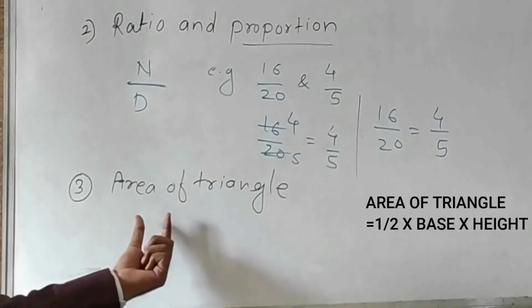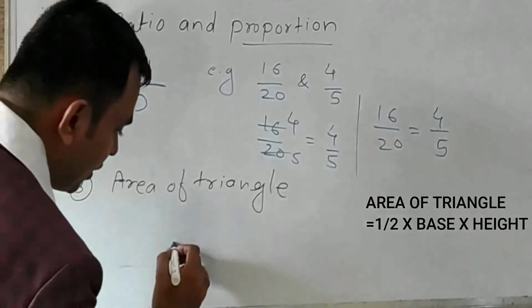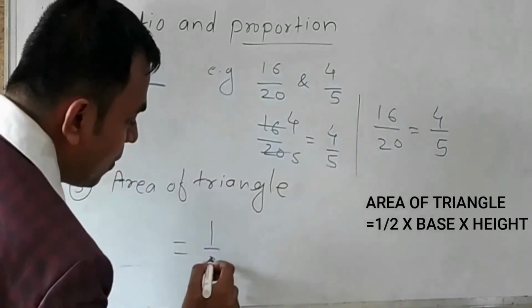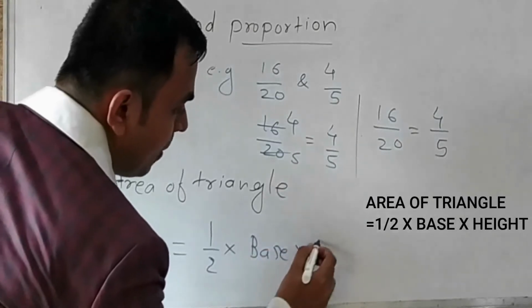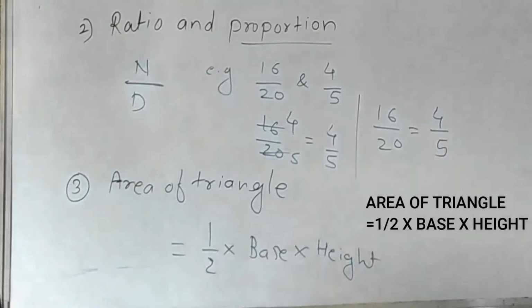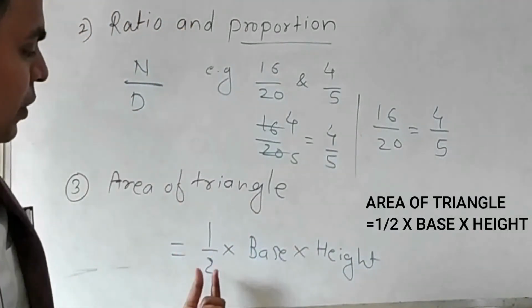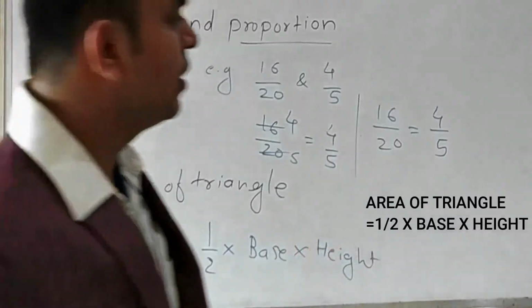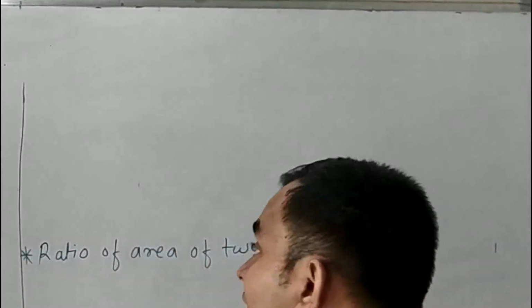Another is the area of a triangle. You know that the formula for the area of a triangle is half into base into height. You are very familiar with this formula. So the area of a triangle is half into base into height. So what is meant by base? What is meant by base and height?